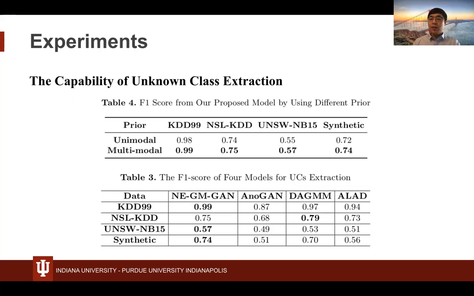In this slide, we are going to examine the capability of unknown class extraction. In table 4, F1 score from our proposed model by using different priors. It shows that our model using the multi-model prior gets better performance. In table 3, we compare our model with other 3 competing methods. The results indicate that our model surpasses the competing methods in most datasets.